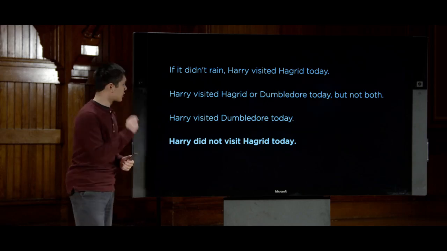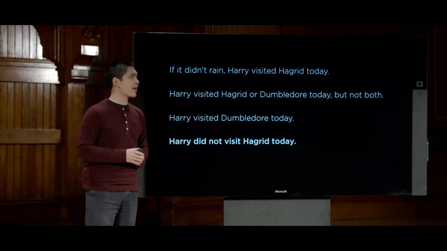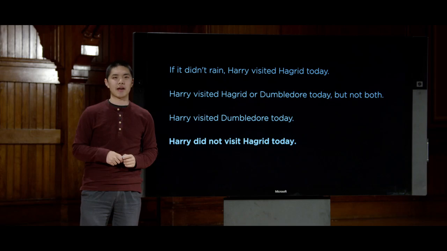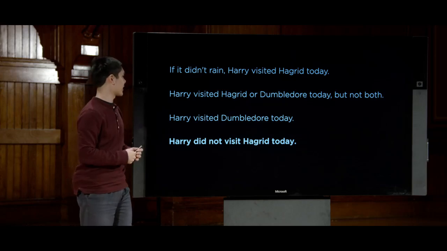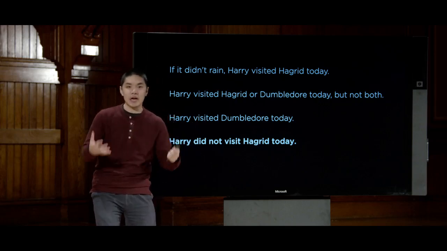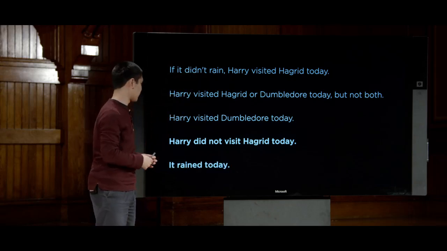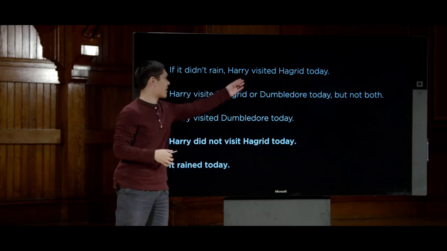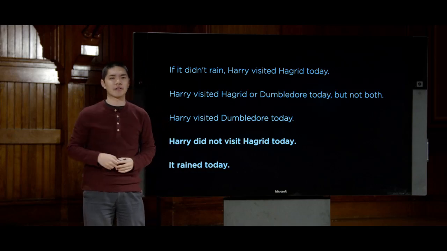But it turns out we can even do a little bit better than that, get some more information by taking a look at this first statement and reasoning about that. This first statement says, if it didn't rain, then Harry visited Hagrid today. So what does that mean? In all cases where it didn't rain, then we know that Harry visited Hagrid. But if we also know now that Harry did not visit Hagrid, then that tells us something about our initial premise that we were thinking about. In particular, it tells us that it did rain today, because we can reason, if it didn't rain, then Harry would have visited Hagrid. But we know for a fact that Harry did not visit Hagrid today.